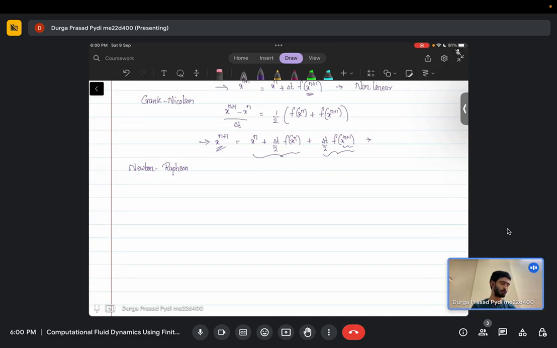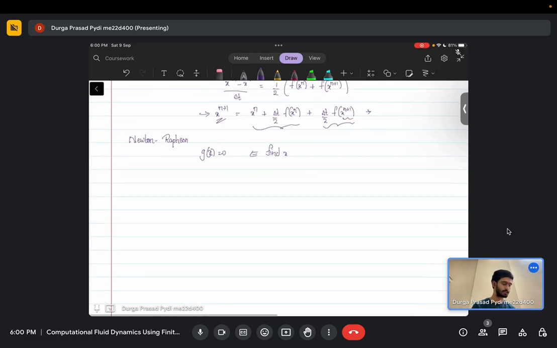Now, anyway, for the benefit of others, just to give a brief overview, just to give a brief idea. So if you have some function g of x equals 0, and you want to find the value of x, find x such that g of x equals 0. If you have some problem of this kind, what Newton-Raphson does is we will take an initial guess, say x0 is my initial guess.